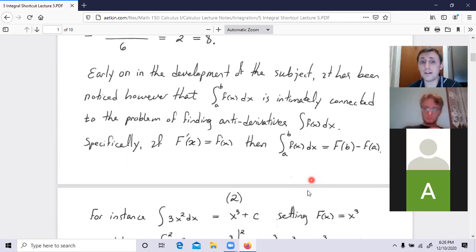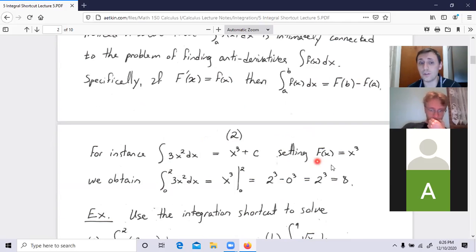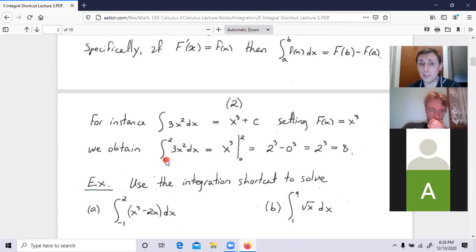Now, the link between them is that if I can find a function whose derivative is the integrand, then all I have to do is evaluate that antiderivative at the point B and subtract the antiderivative at the point A. For example, if I want to evaluate the integral from 0 to 2 of 3x², I can guess the antiderivative, which is x³. All I have to do to obtain the area is plug 2 into that antiderivative and subtract plugging 0 into it.